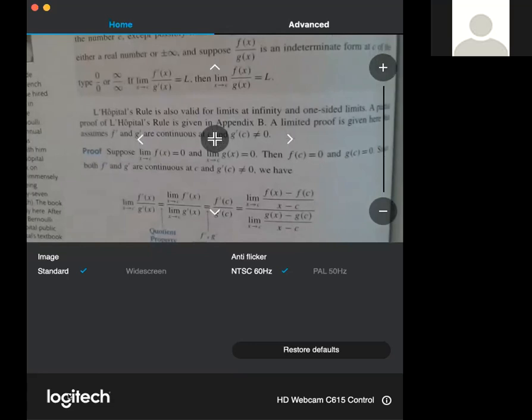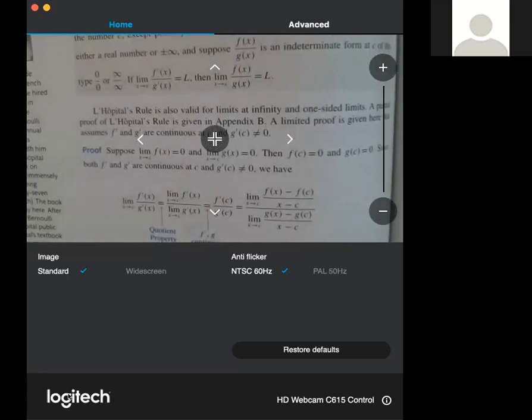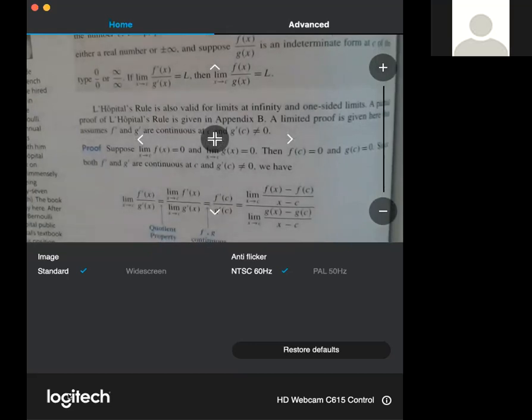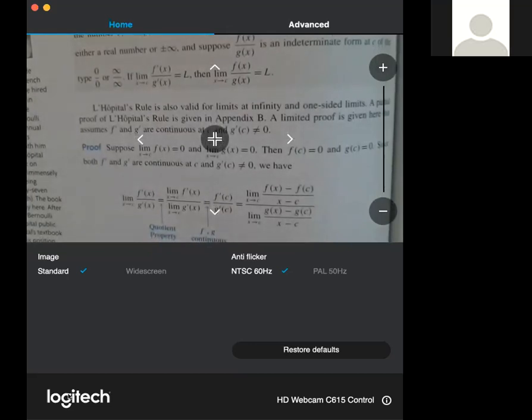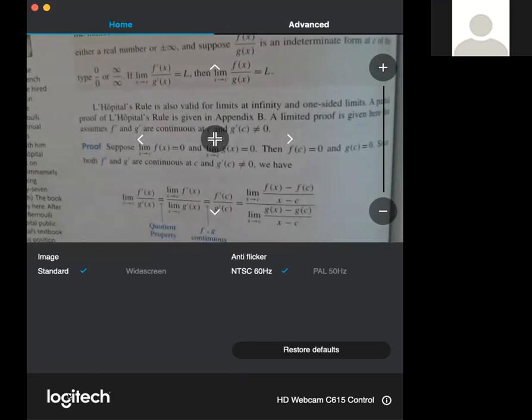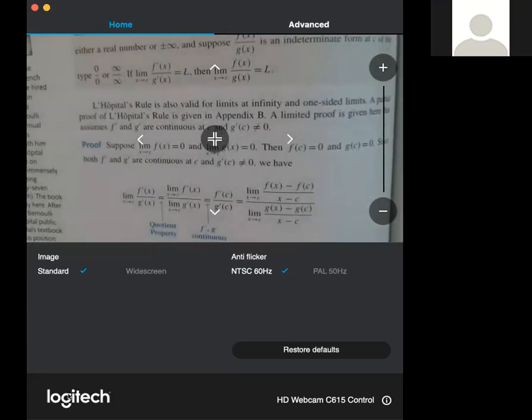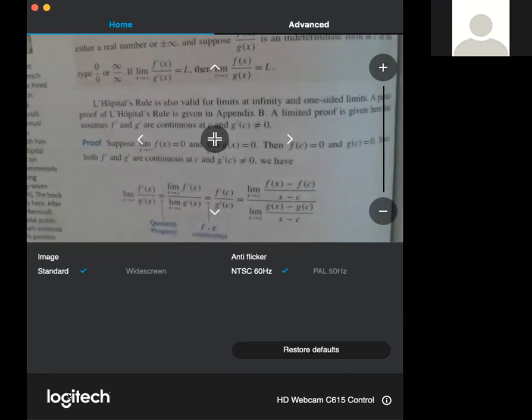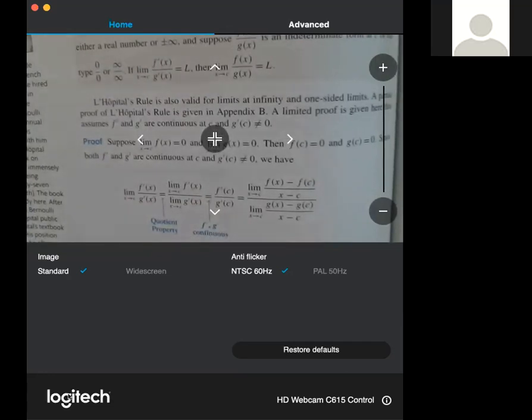So if you have a situation that's 0 over 0 or infinity over infinity, then take the derivative of the top and take the derivative of the bottom and recheck the limit, and that will be your answer to the original question. So you don't use the quotient rule. You take the derivative of the top. Notice that's f prime on top and g prime on the bottom. So that's not the quotient rule. You take the derivative of each.